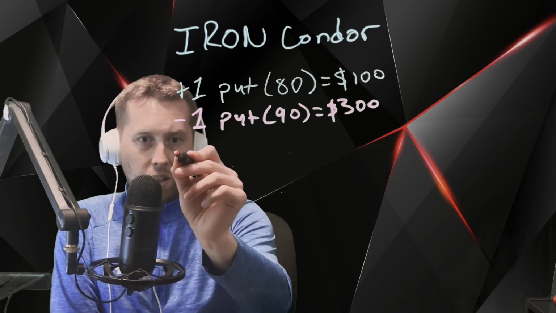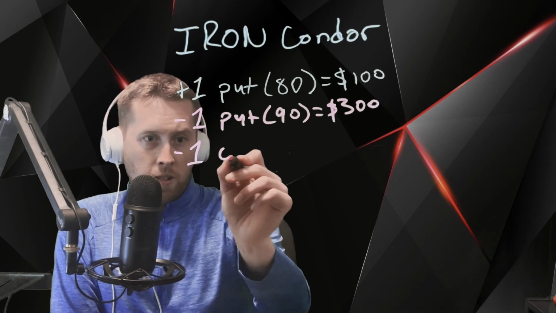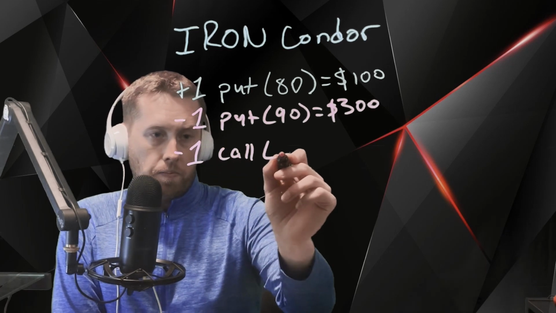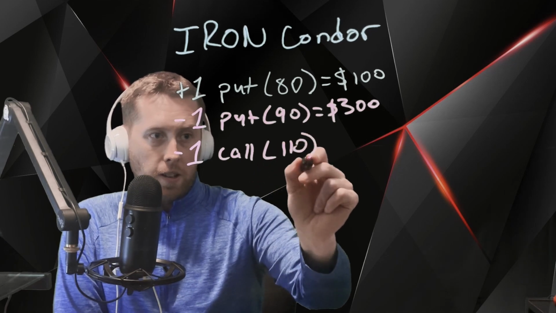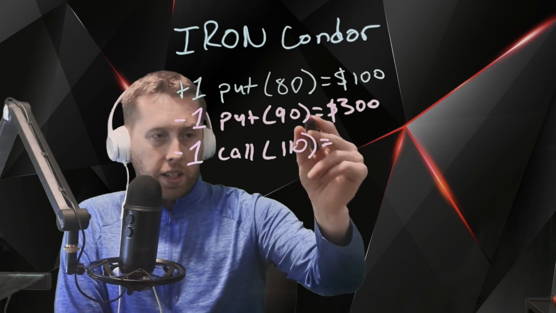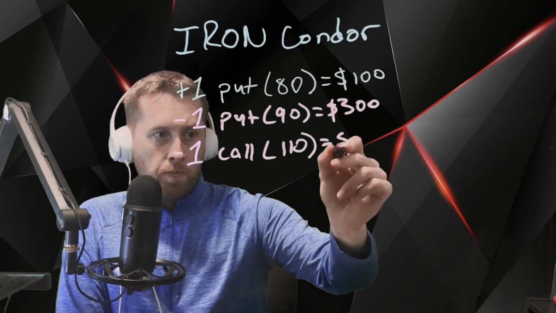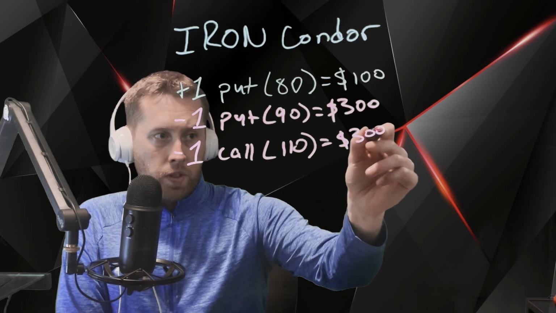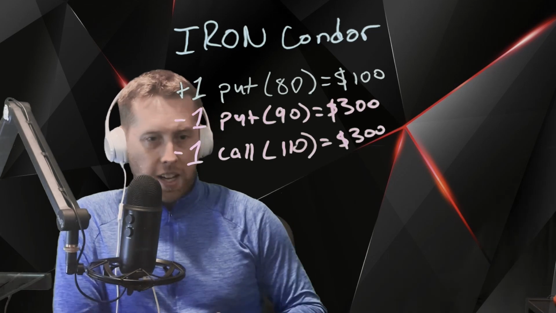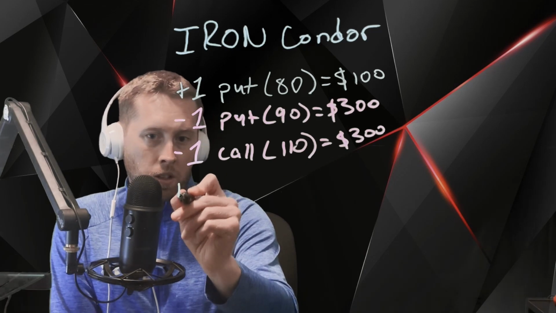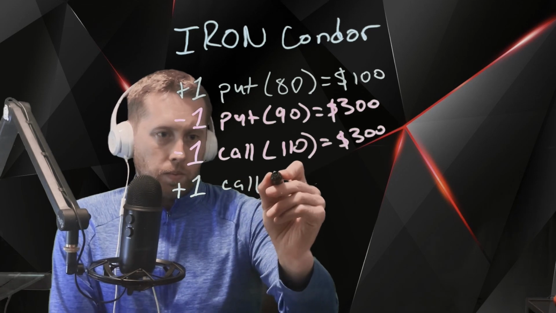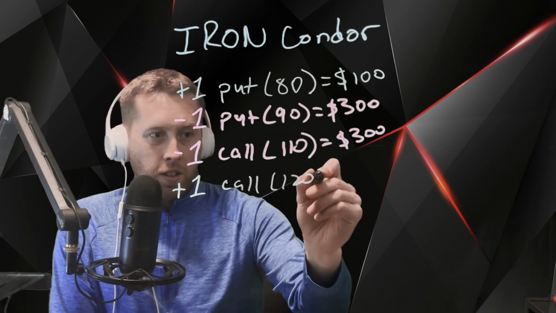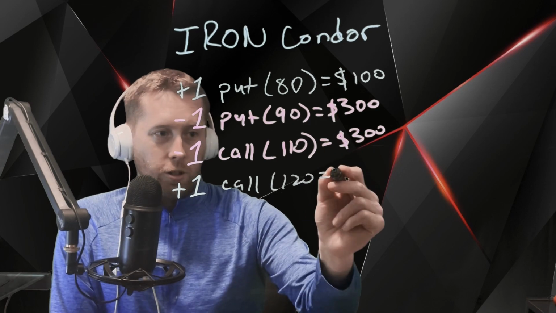Then we're going to sell one call at the 110 strike. And again, we're going to collect $300. Then we're going to buy one call at the 120 strike, and we're going to pay $100.